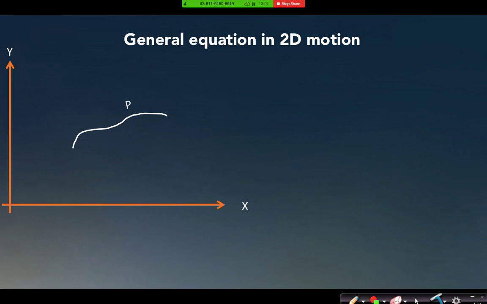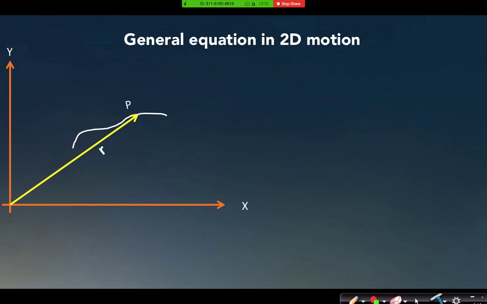At some instant, suppose this is the position of the particle, and if our observer is sitting at the origin, analyzing the entire motion from the origin, what will be the position vector at this particular instant? You can say that this is your position vector, which is given as r vector in this case. So this r vector is giving you the position vector of the particle.